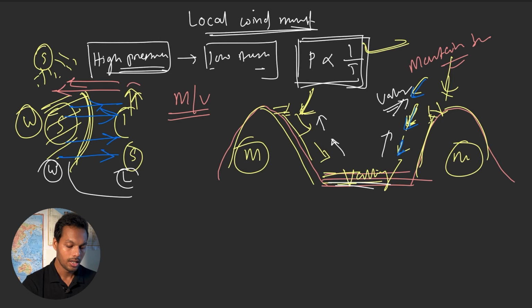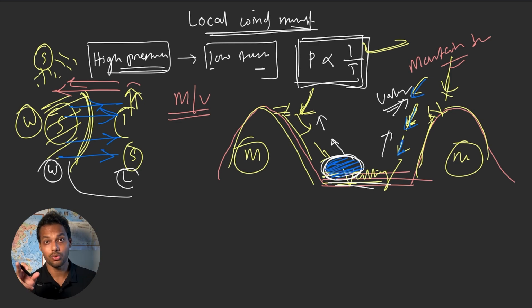Now in some cases the valley has some water body. Then the same concept applies: the temperature increase of the water body will be slower, while the temperature increase of the land mass will be faster. Due to the temperature gradient, a pressure gradient will be created, and due to the pressure gradient the wind movement will happen. That is how valley breeze and mountain breeze act if there is a water body.